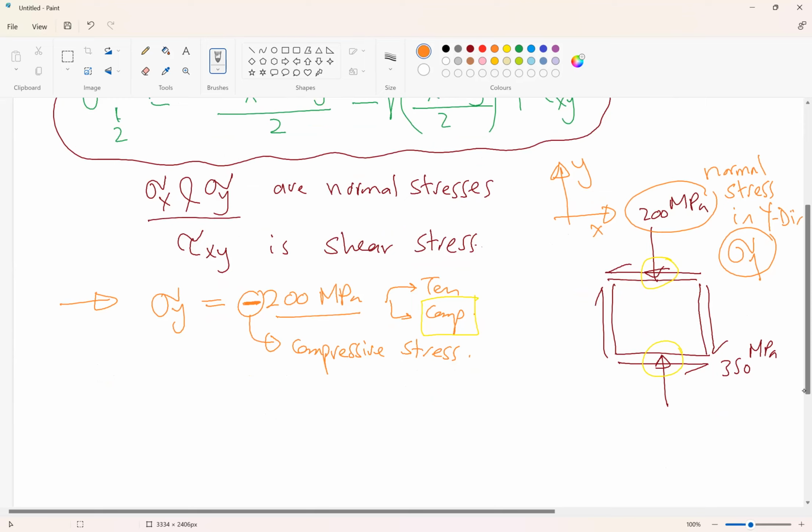Okay, now in the x direction here, is there any stress in the x direction? Jacob, do we have any stress in the x direction according to the given information? What do you think, guys? Do we have any sigma x here?